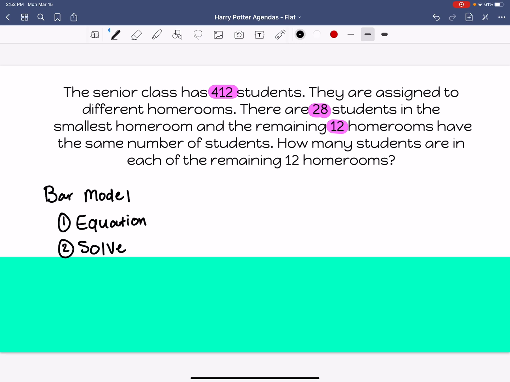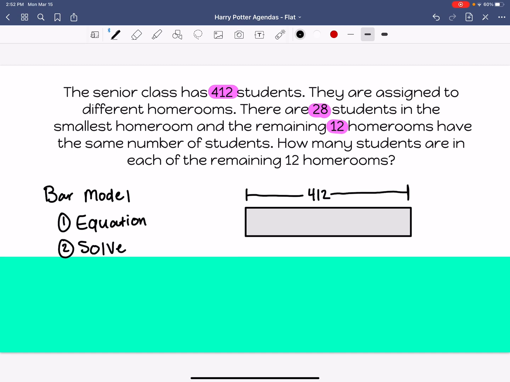So when we're using the bar model, we set up this bar, and we're saying this whole thing that we're drawing is going to be equal to something. That's how we do an equation, right? Equations have equal signs. So reading this, the senior class has 412, so this bar is going to be equal to 412. Whatever's inside that bar is going to be equal to 412. And we know that in one homeroom, so one part of our bar, there are 28 students.